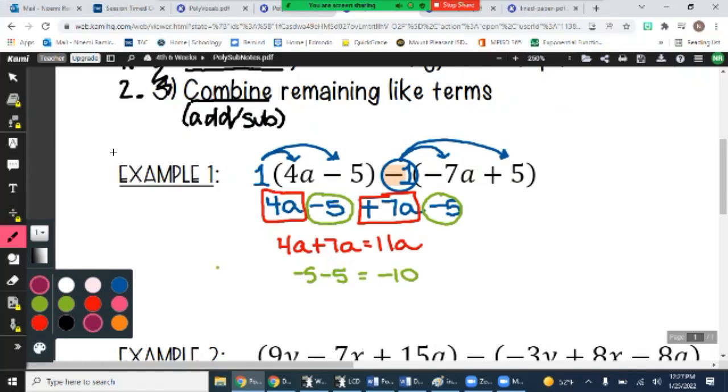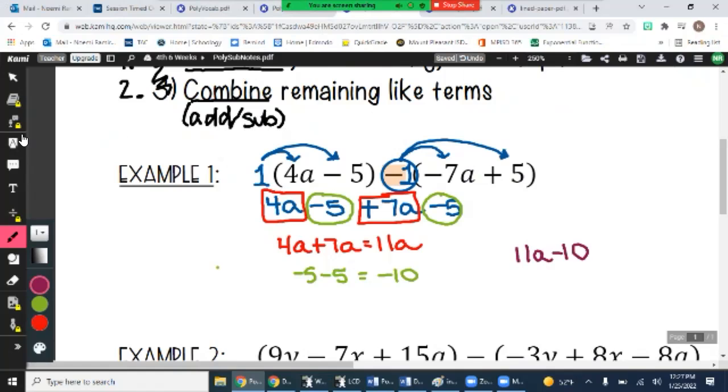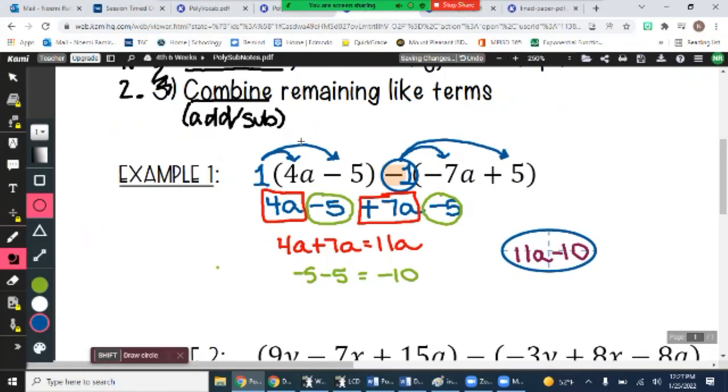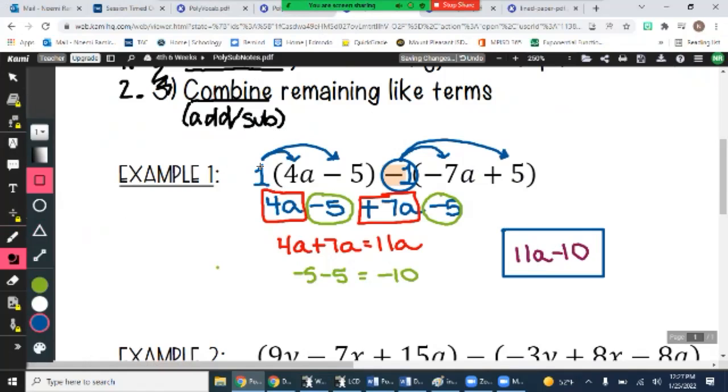So let's put our answer together. It becomes 11a minus 10. Oh, I meant to get a box. Okay, there's my final answer there. Questions? Same rules, just slightly different.